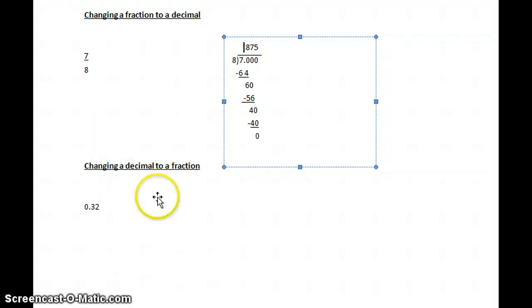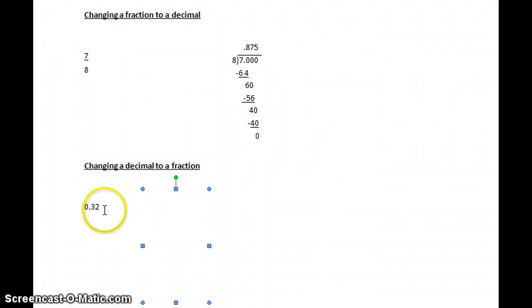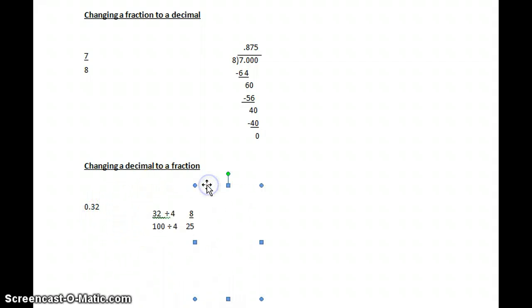Now, if I'm changing from a decimal to a fraction, you will have questions such as change the decimal to a fraction and make sure you simplify it. Well, this means 32 hundredths. So if you read it correctly as a decimal, 32 hundredths, you can immediately just call it 32 hundredths. But of course, I'm going to have to simplify that.